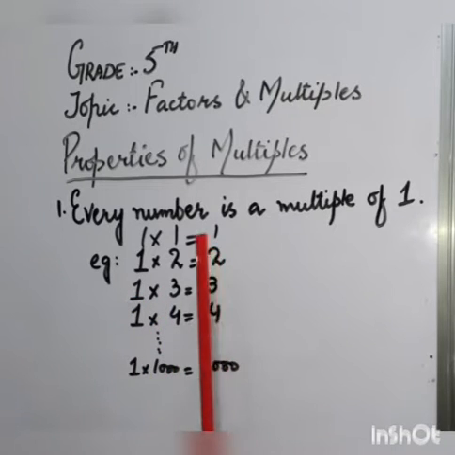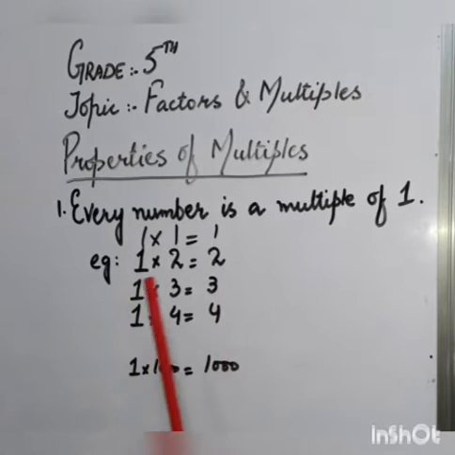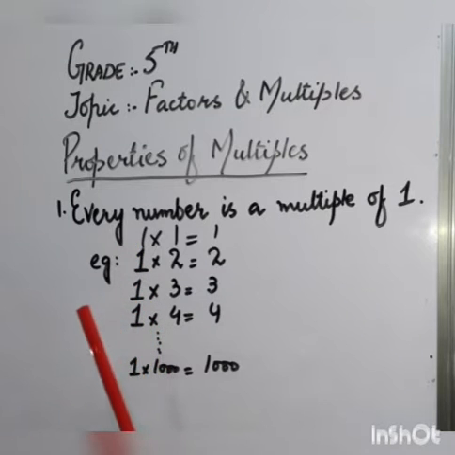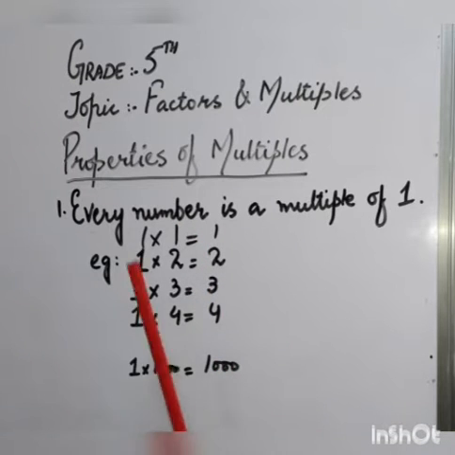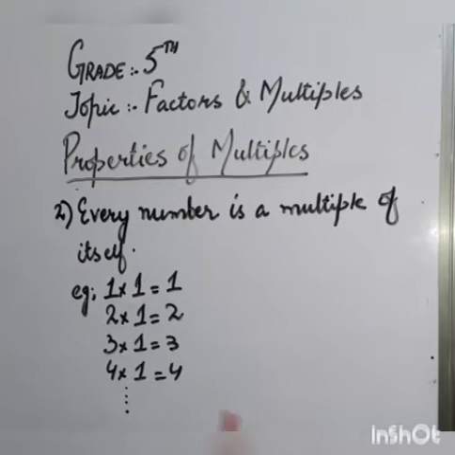So we can say that 1 is a multiple of 1, 2 is a multiple of 1, 3 is a multiple of 1, 4 is a multiple of 1, and so on. Similarly, 1000 is also a multiple of 1. So हर कोई number जो है वो 1 का multiple है. और आप शॉर्ट में ये याद रख सकते हैं कि 1 की multiplication table में हर कोई number आता है. Okay, so you have to remember that every number is a multiple of 1.